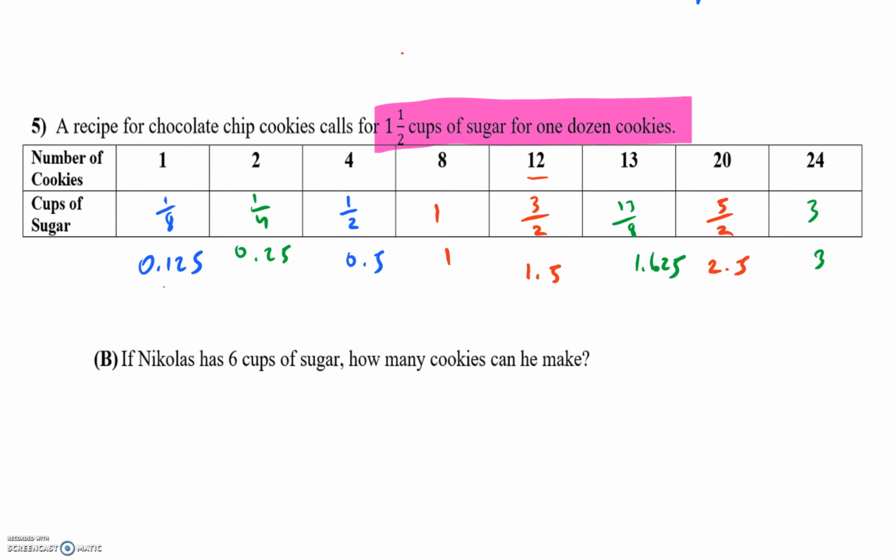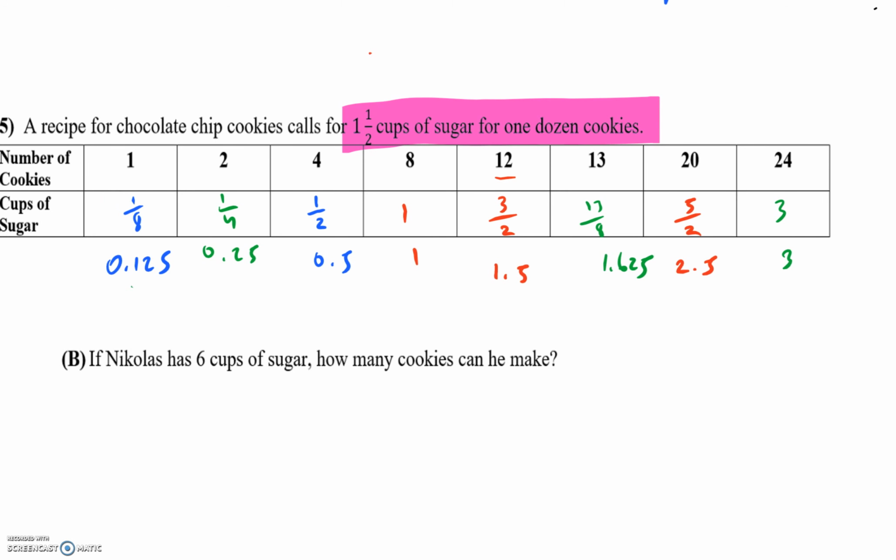Alright, so part B says, if Nicholas has 6 cups of sugar, how many cookies can he make? Well, in this ratio table, we don't have any section for 6 cups of sugar. So what we're going to do is, on your paper, add a column for 6 cups of sugar. Okay, next thing you want to do is to look for convenient numbers that's going to allow me to multiply to 6. Well, I could use the 1.